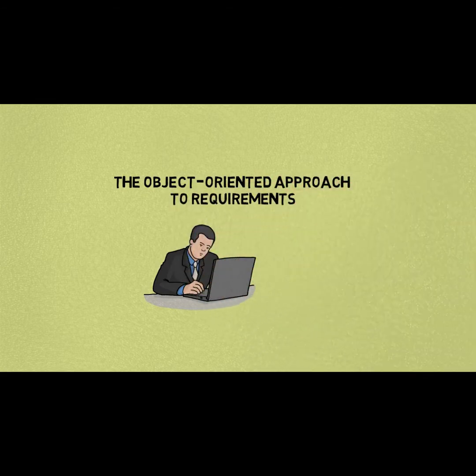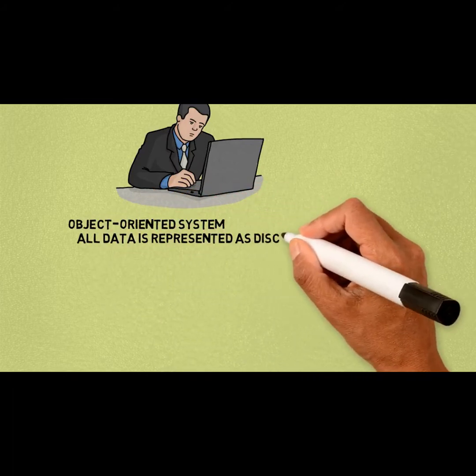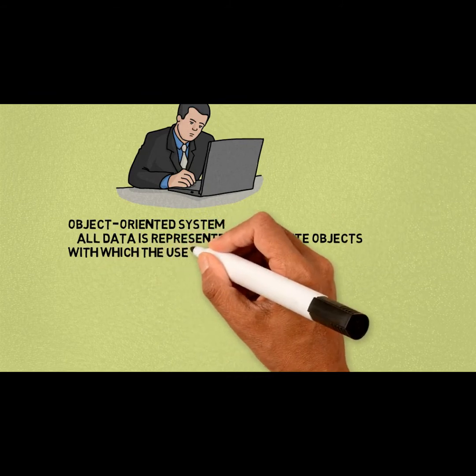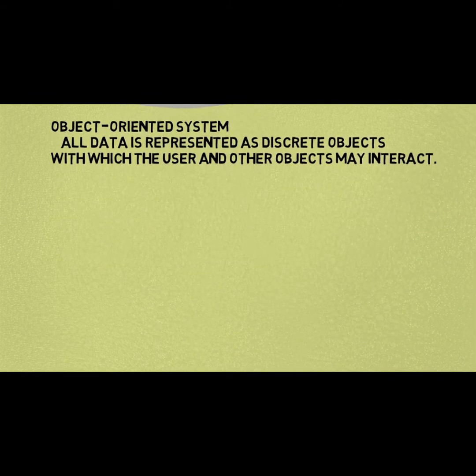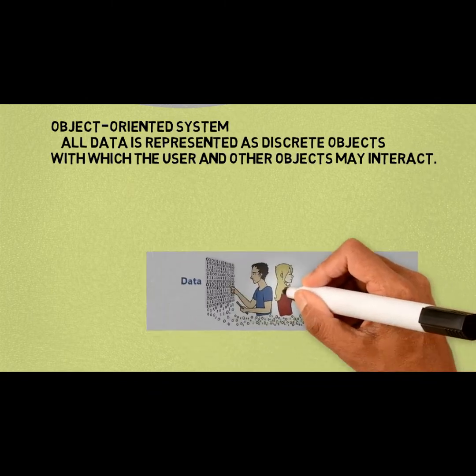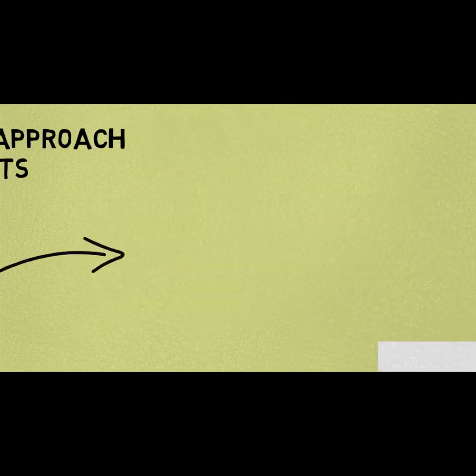First, we give you a short info about object-oriented. An object-oriented system is one where data is represented as a discrete object with which the user and other objects may interact. Each object contains data as well as information about the executable file needed to interpret that data.